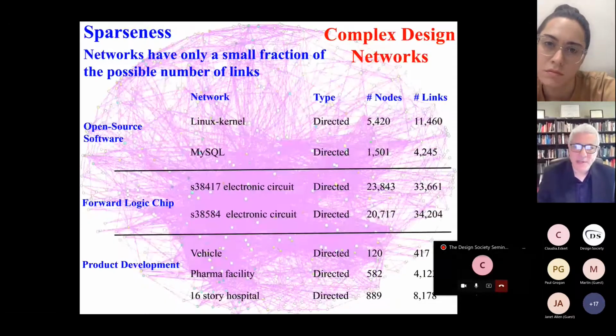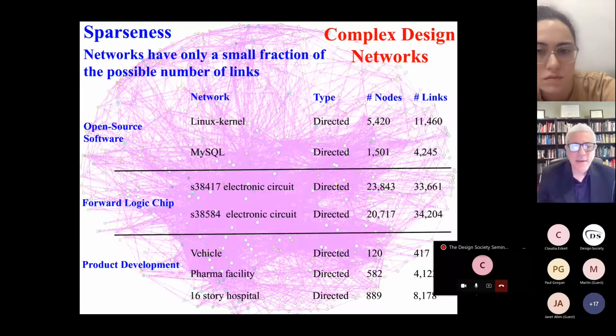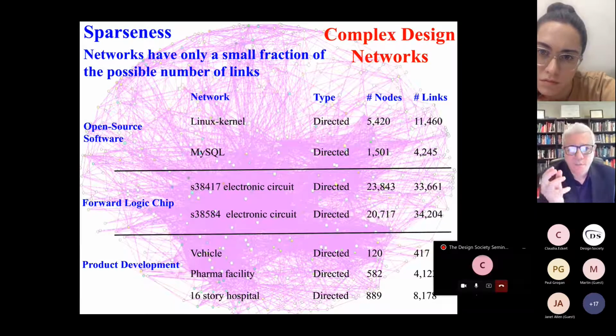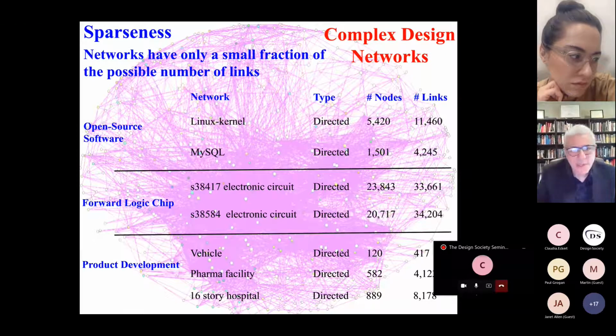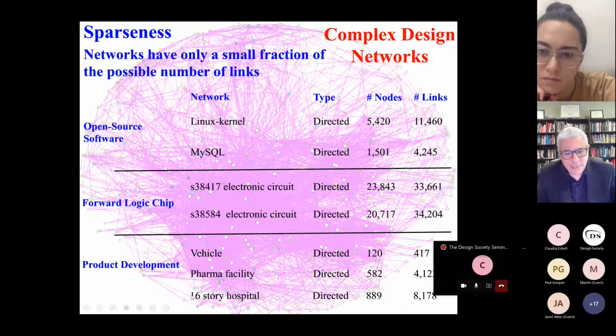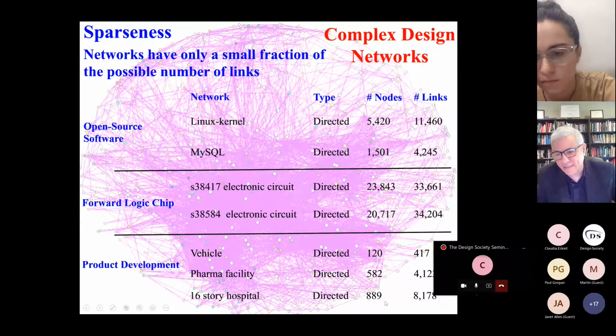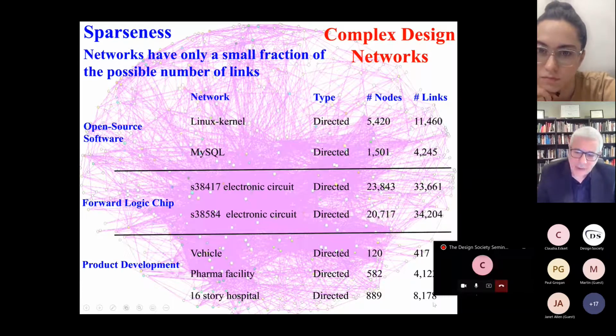What do I mean by sparseness? The basic idea is that networks have only a small fraction of the possible number of links. It sounds trivial, but it has quite strong implications for the dynamics of systems. Just to illustrate my point, if you take the design of a hospital, the number of nodes is 889 and the number of links is 8,178. If you calculate the density of the links in this network, it is less than 10%. Actually, a very, very small number.